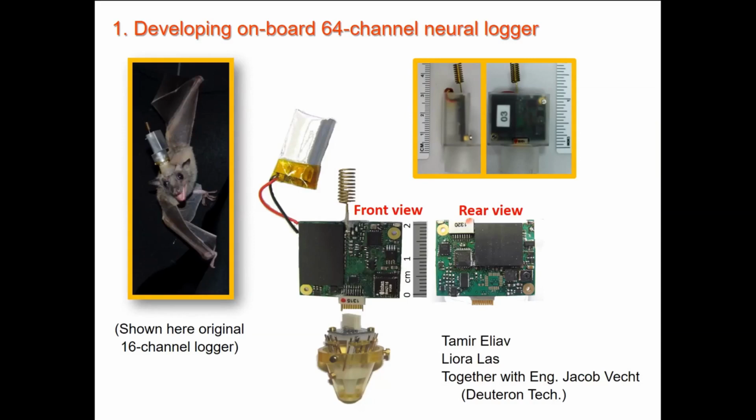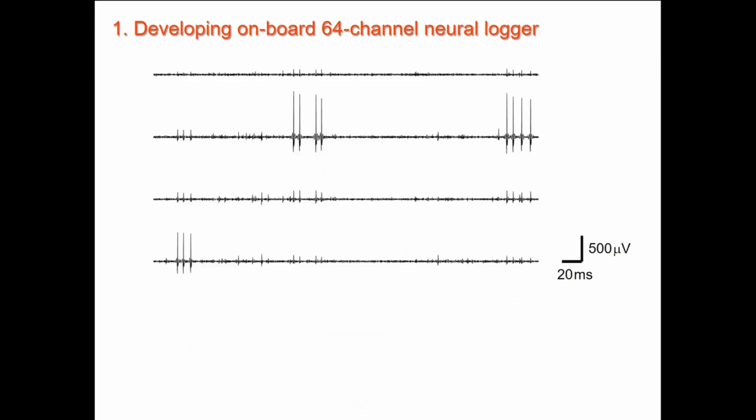So for that, we developed a neural logger device that stores the data on board. We developed it together with Jacob Wecht, a very good engineer in Israel. And so here is how it looks. This allows us to record neural data wirelessly at effectively unlimited distances. And here are some spikes that were recorded in flight. These 4 channels are the 4 channels of one tetrode recorded in flight from the hippocampus.